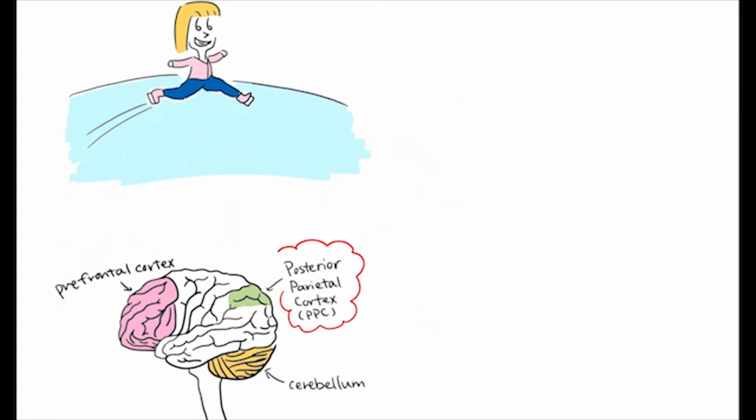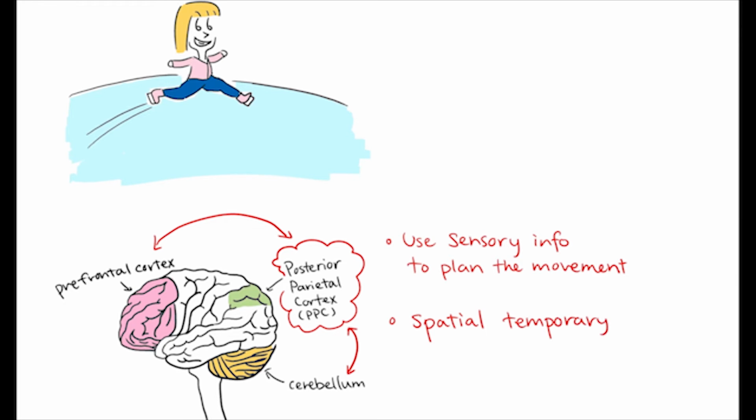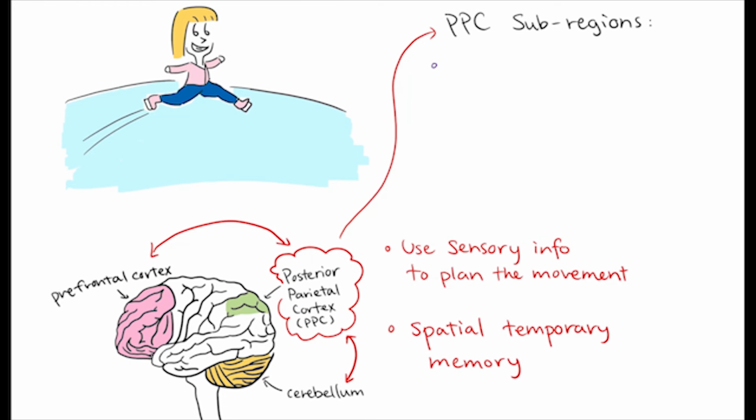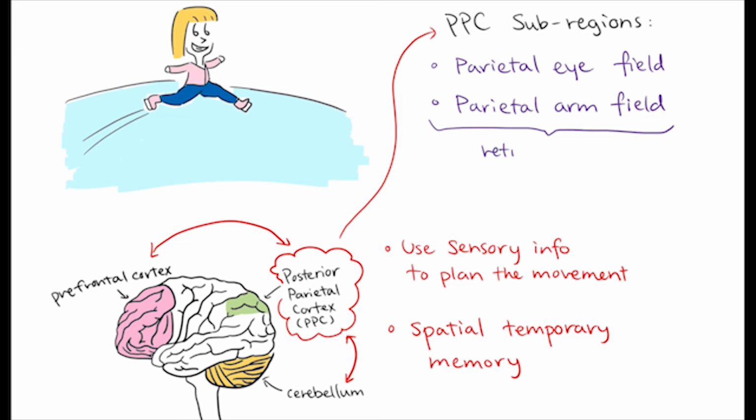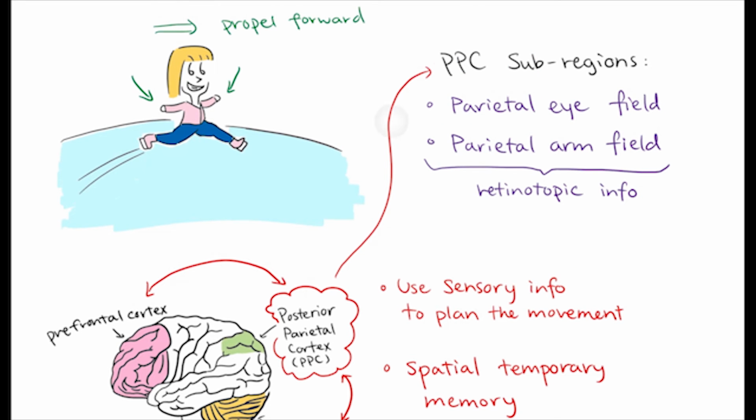Responsibility of planning the jump is given to the PPC. The PPC is involved in several aspects of movement. It uses sensory information to plan the movement and maintain spatial working memory. The parietal eye and arm fields provide retinotopic information and the region of space that they can reach, respectively. This is important for when the skater goes to jump, as they will need to guide their arm movements to propel themselves forward and to maintain stability in the air.